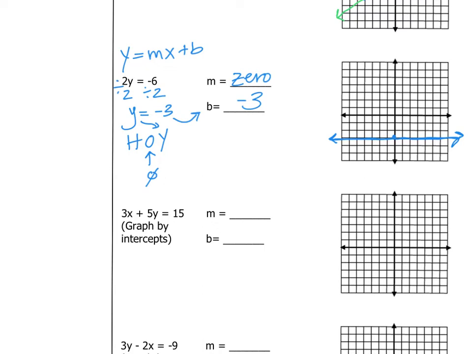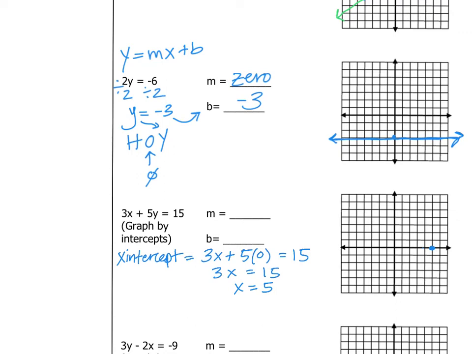So for this one, in order to find the x-intercept, I have to plug in 0 for my y, so for the other variable. Okay, so I'm going to go ahead and do that. 3x plus 5 times 0 equals 15. When I do that, I get 3x equals 15. So we divide by 3 on both sides, we get x equals 5. Okay, so my x-intercept, where it crosses the x-axis, is at x equals 5. 1, 2, 3, 4, 5. Okay, so I have a point right here.